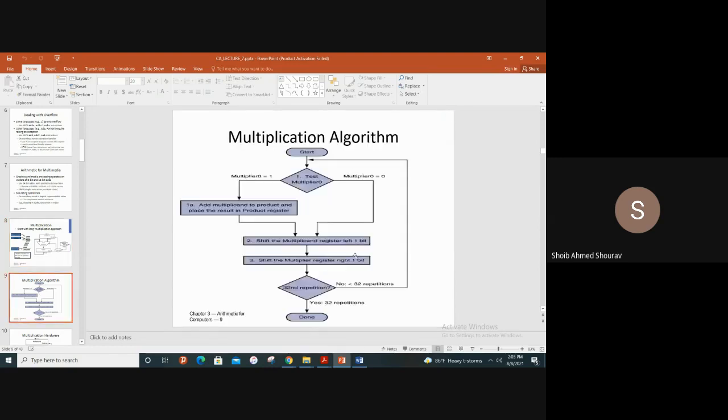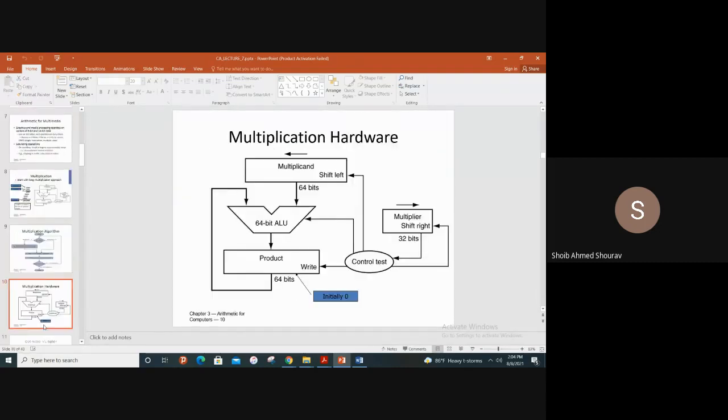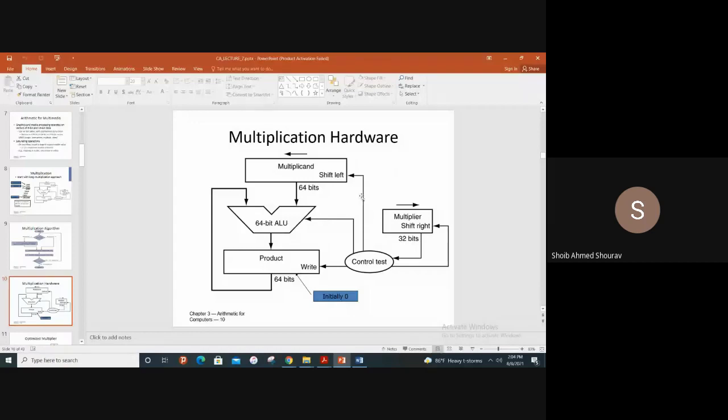We have seen an algorithm which can do this with only one addition, which is adding the multiplicand with the product, and the result is stored in the product register. That is the only addition operation we have done in this algorithm, and the rest are shift left and shift right. Okay, so this was the algorithm, and this is the hardware diagram. I need to remind you about this. This is the big picture of that hardware diagram.